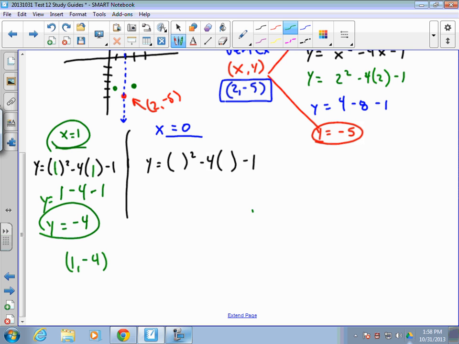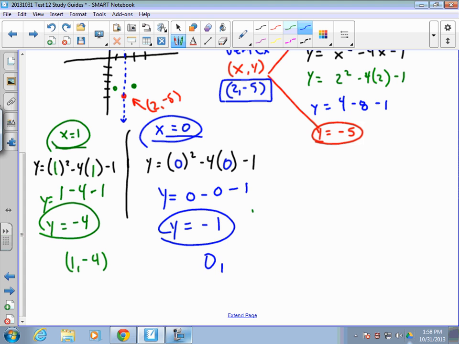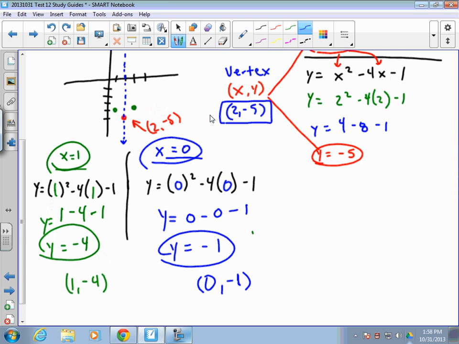And do the same thing with x's value being 0. 0 squared we know is 0. Negative 4 times 0 is 0. So y equals 0 minus 1, or y equals negative 1. So when x's value is 0, y is negative 1. And we could plot that point as well. 0, negative 1. And again, we can mimic that one more space to the right.